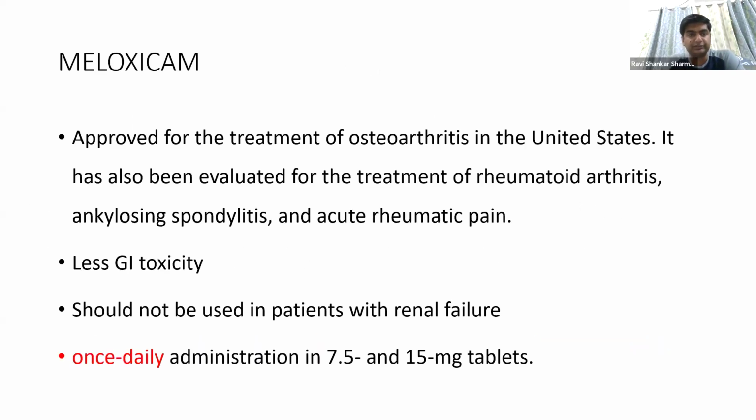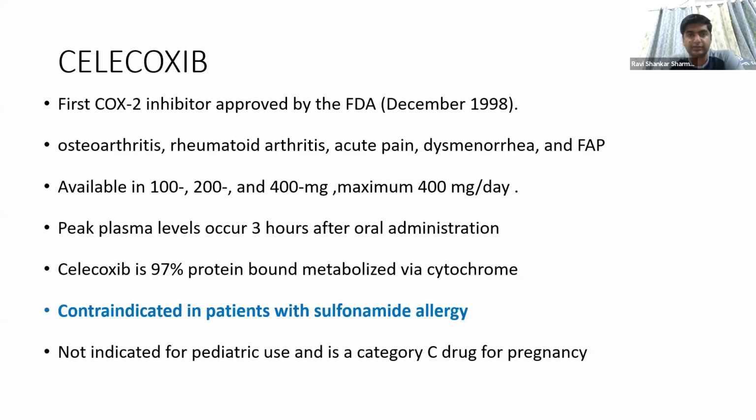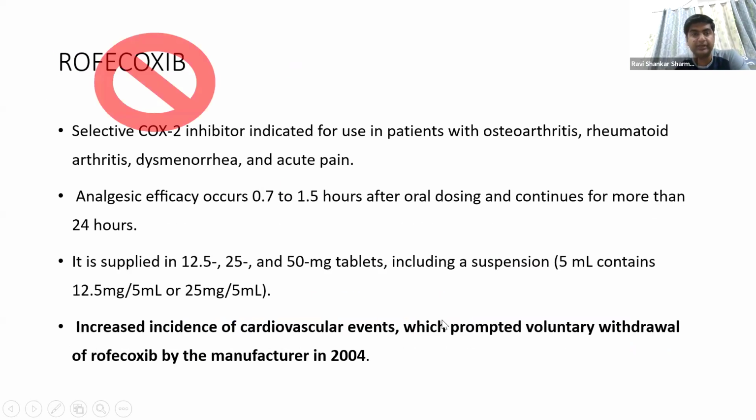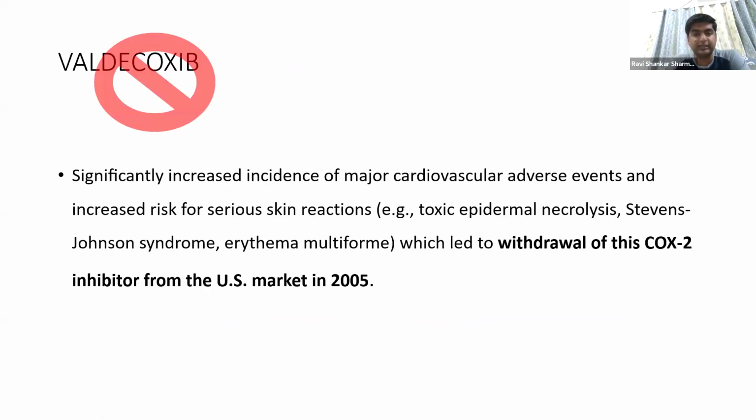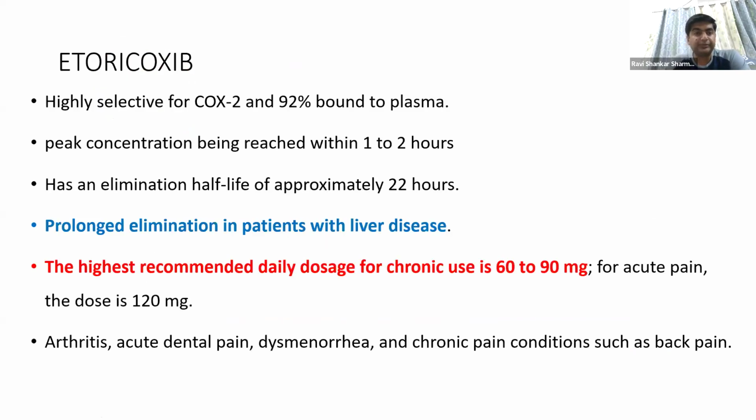Okay, yes, the ones which we are still using are celecoxib and etoricoxib. Celecoxib is contraindicated in patients with a sulfonamide allergy. Rofecoxib is banned because of cardiovascular events, and valdecoxib is also banned. The one drug which we are frequently using is etoricoxib.